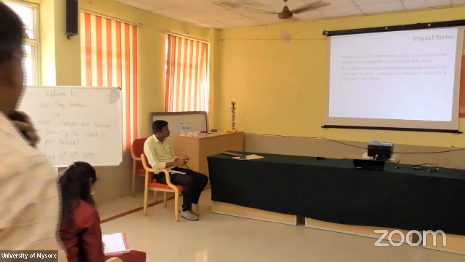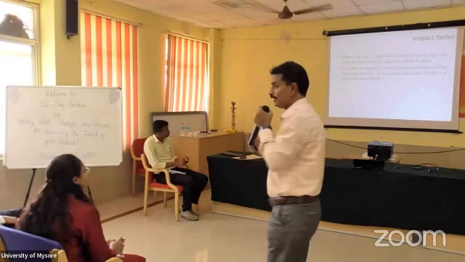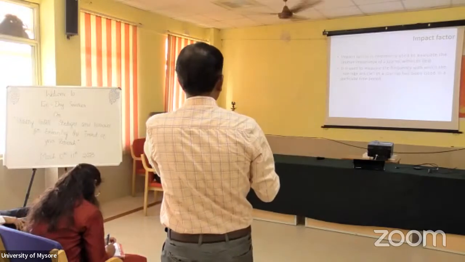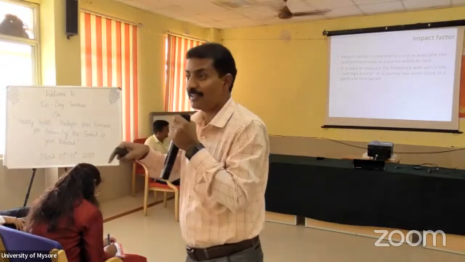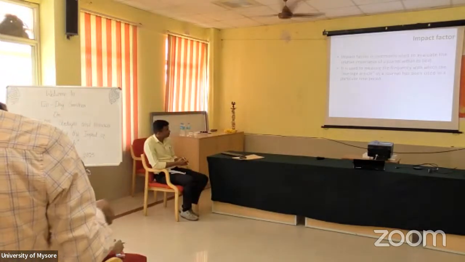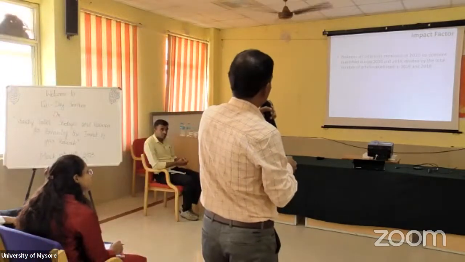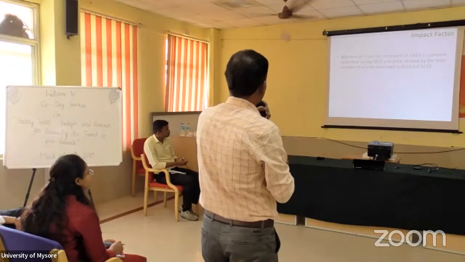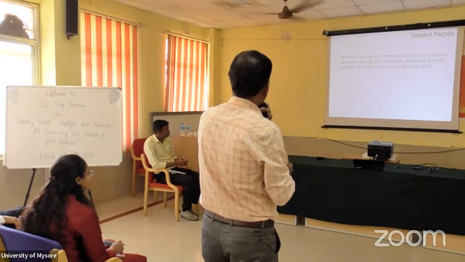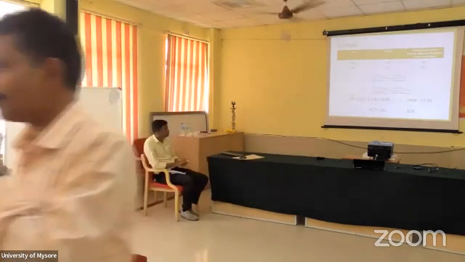What is impact factor? It is commonly used to evaluate the relative importance of a journal within its field. Moreover, it is used to measure the frequency with which the average article in a journal has been cited in a particular time period. For example, the number of citations received in 2020 to content published during 2018 and 2019, divided by the total number of articles published in those years.